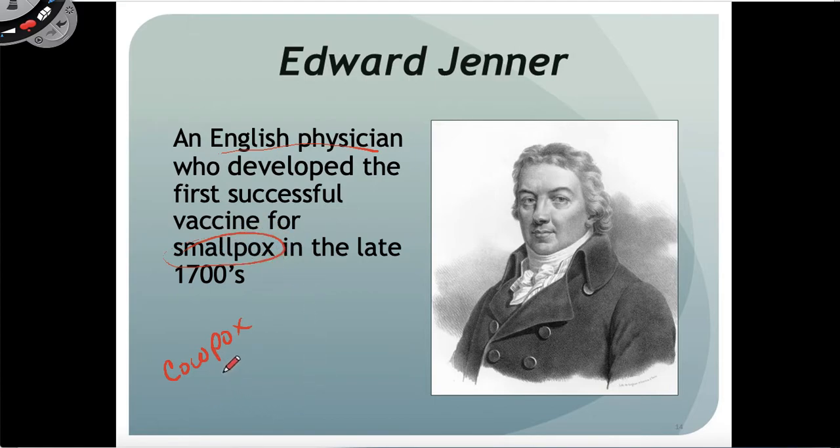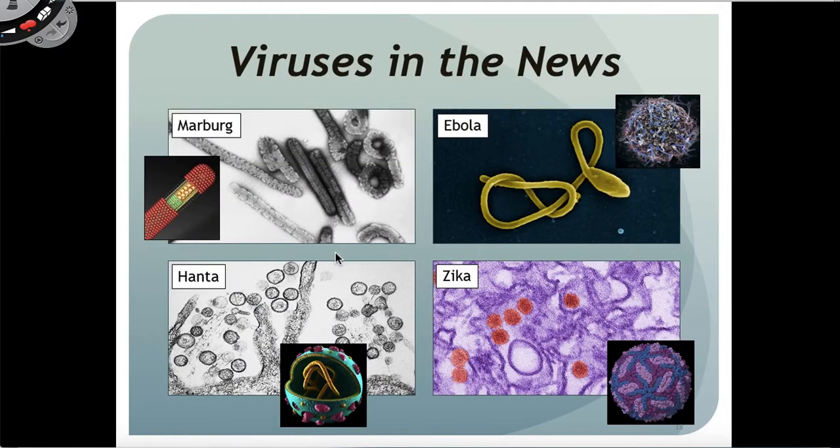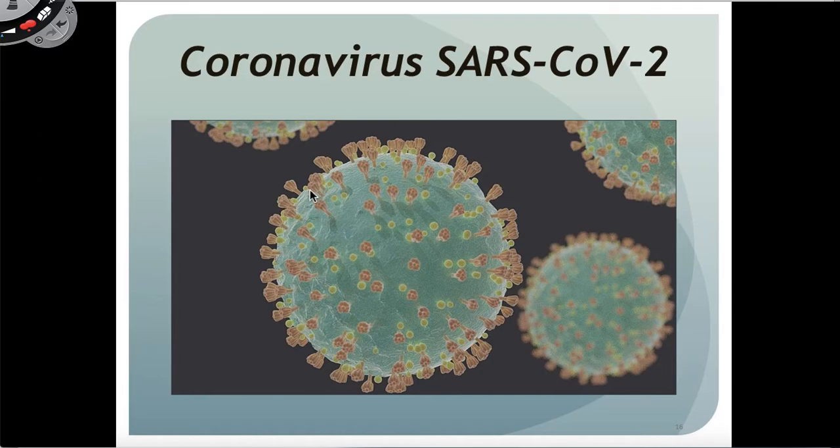So he learned that if you were injected with a weaker form of the virus, and this is what we call an attenuated virus, then your immune system would launch a response and fight off that stronger virus. So he was the first one to do this with the smallpox vaccine, and luckily we were able to eradicate smallpox. So here are some viruses in the news, some examples of what they look like and their different compositions and structures. You might have heard of some of those.